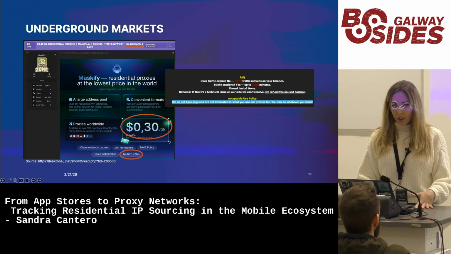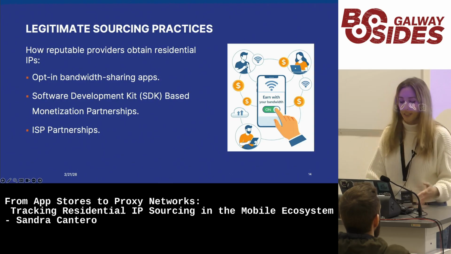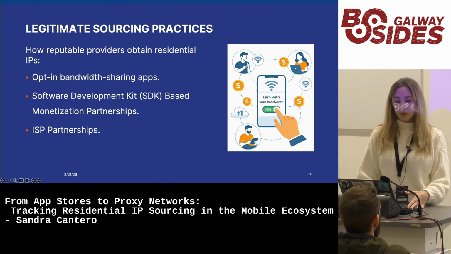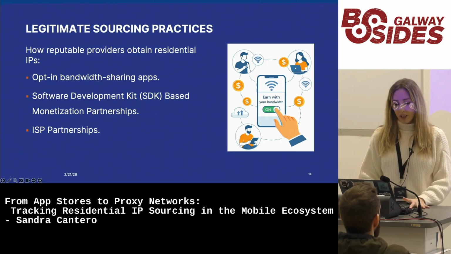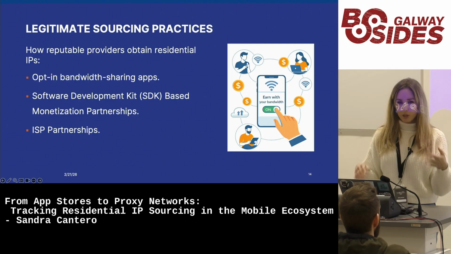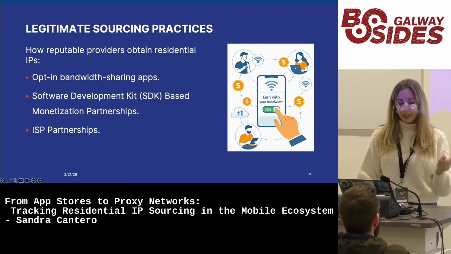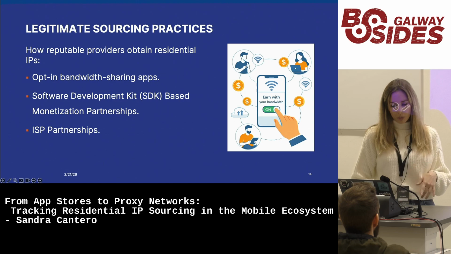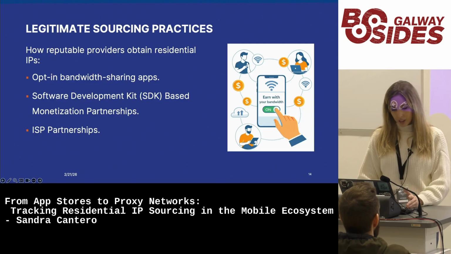So now, how do all these companies obtain those IPs? The reputable providers normally obtain them via legit methods. Those include opt-in bandwidth sharing apps, which are applications that you download and accept to share part of your bandwidth in exchange for money. Then they also obtain the IPs through software development kits, based monetization partnerships, and via ISP partnerships.